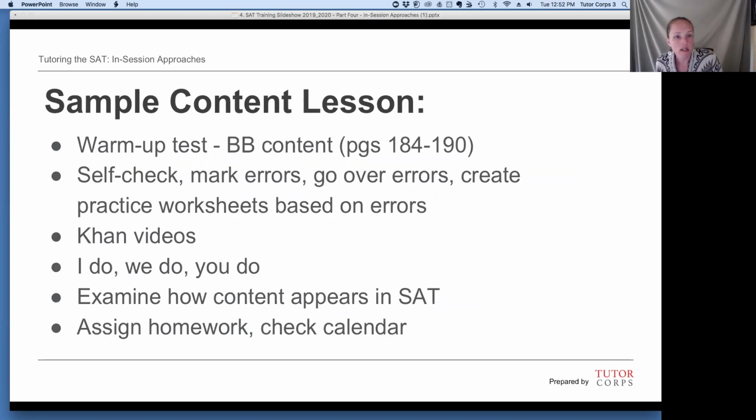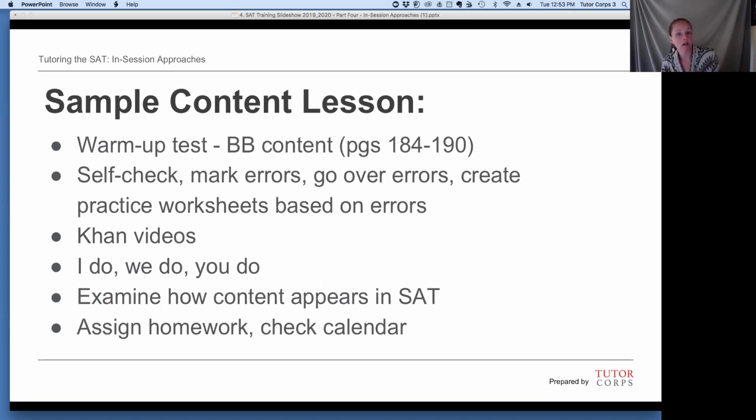So a sample content lesson would be maybe to start by testing the student on content covered in certain pages of the Black Book. Test them on any terms and concepts they'll need to know. Make sure that they really understand it and are able to describe it on their own. Use a variety of approaches. Have the students self-check their work and go over any errors. You can create some practice around particular topics that are more challenging for them.